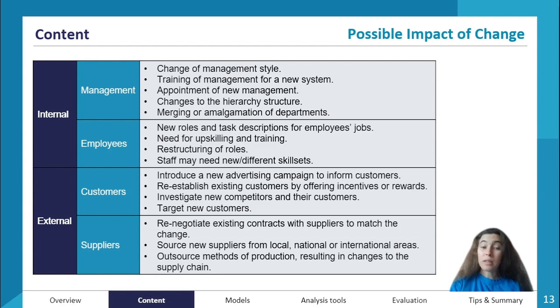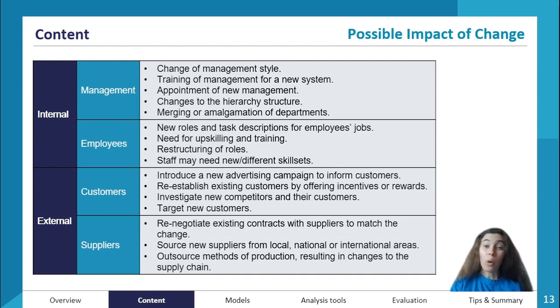So, in the management section, a possible impact of change is perhaps needing a new management style entirely. So, if the management style is not effective, then maybe they need to be more participative with employees, involving them in decision making, for example. We'll have a look at the different management styles shortly and the ins and outs of each of those. You may also need to train management for a new system.